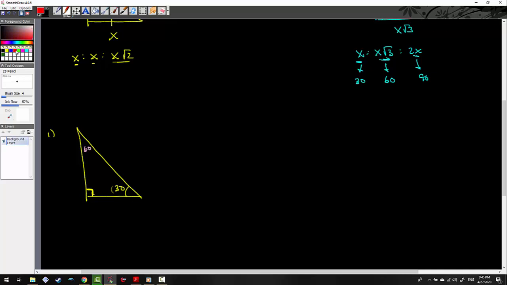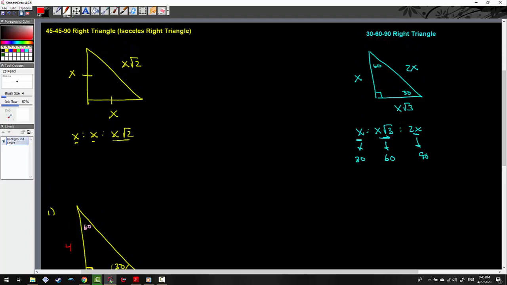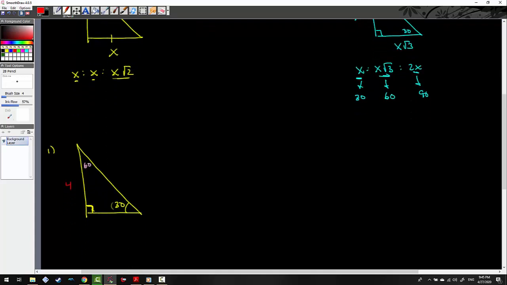So from here, I'm going to give you a side length of 4. Now, in this particular 30-60-90 right triangle, remember, identify the type of special right triangle you're dealing with first. We're dealing with a 30-60-90. How do we know? Because one of the angles was measured at 30 degrees. The problem gave that to me. So they gave me the 4 here. Now, where is the 4? The 4 is opposite of the 30, meaning that this 4 is the small side.